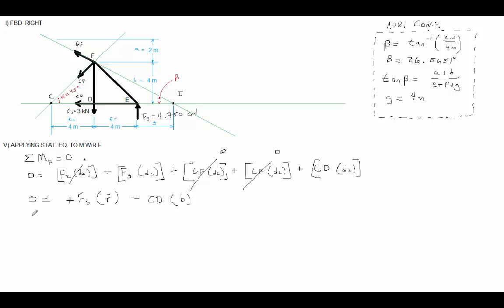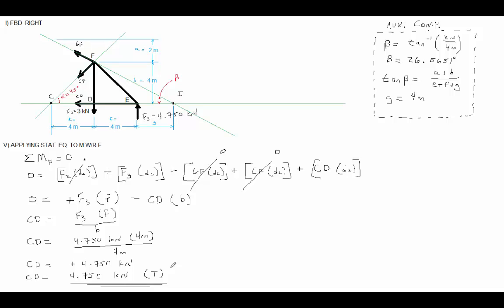Solving for CD, and now we can plug our numbers in. And we see that CD is a positive 4.75 kilonewtons. Now, since our answers are supposed to be reported with mode, the very next line should be CD equals 4.750 kilonewtons in its mode. In this case, positive is tension. This will only work out this way if you assume all your forces in tension to begin with.